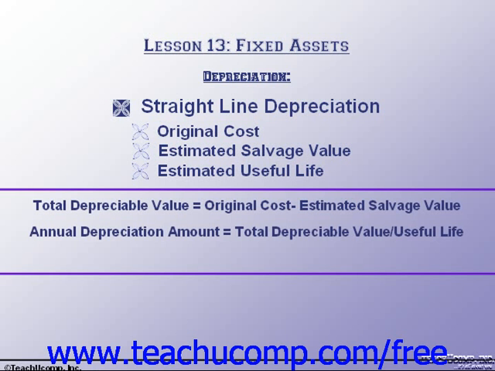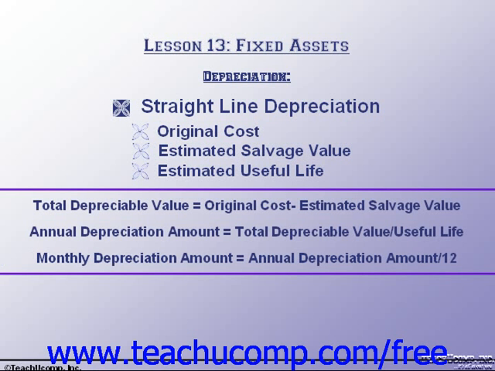Next, you calculate the amount of depreciation to record for each fiscal year by dividing the total depreciable value of the asset by the estimated useful life. This will then give you the amount of depreciation expense to record for each fiscal year. You can also divide this annual depreciable amount by 12 to calculate the amount of depreciation to record for each month, which may be necessary if calculating depreciation expense for only part of a year using the straight line method.